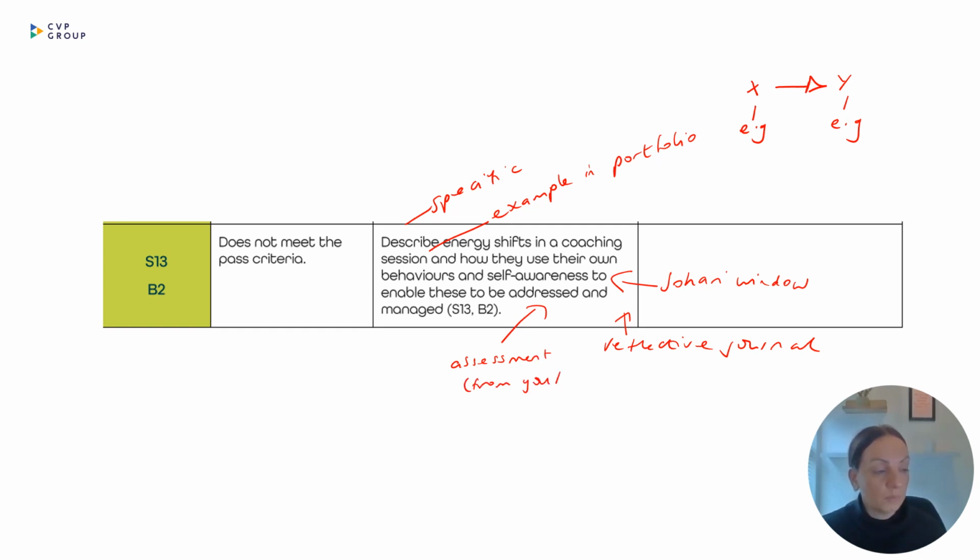So from you or your assessor, how has that made you more aware, self-aware? What you need to be able to do here is describe the energy shift with examples, but also elaborate on how you are more self-aware, what tools you have used to make you perceive things in a more sensitive way, and also perceive yourself in a more accurate manner.